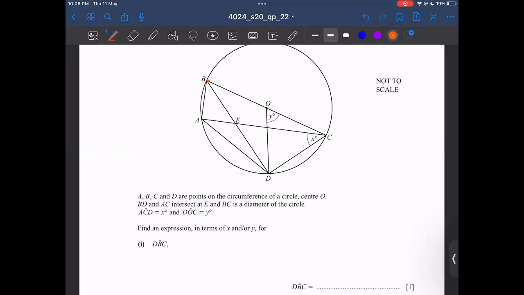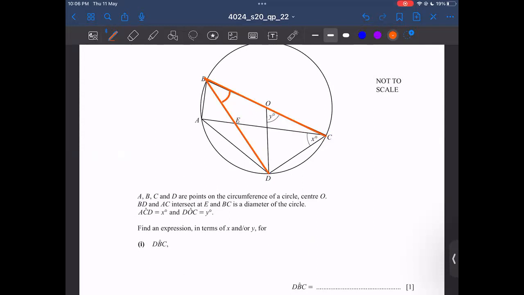So this is the main information. BC is the diameter. This is the most important information here. It says find an expression for DBC. What is DBC in terms of X and Y? They want us to find this angle, DBC, in terms of X or Y.